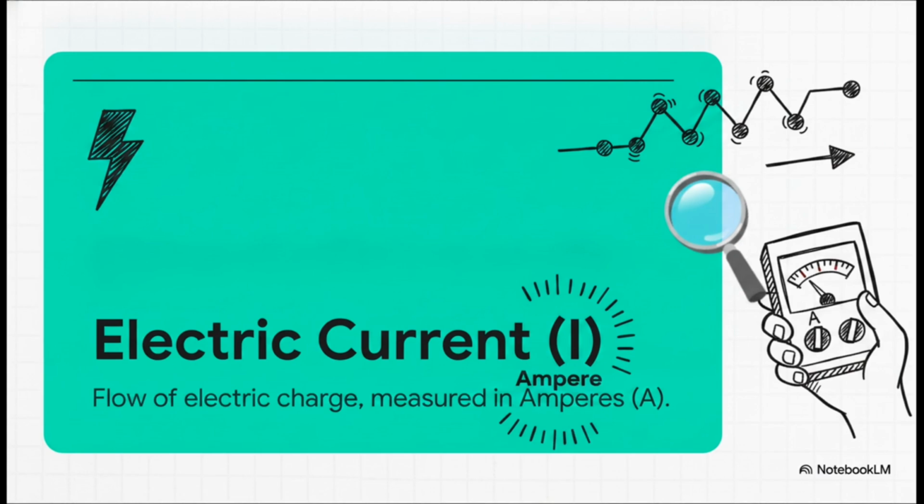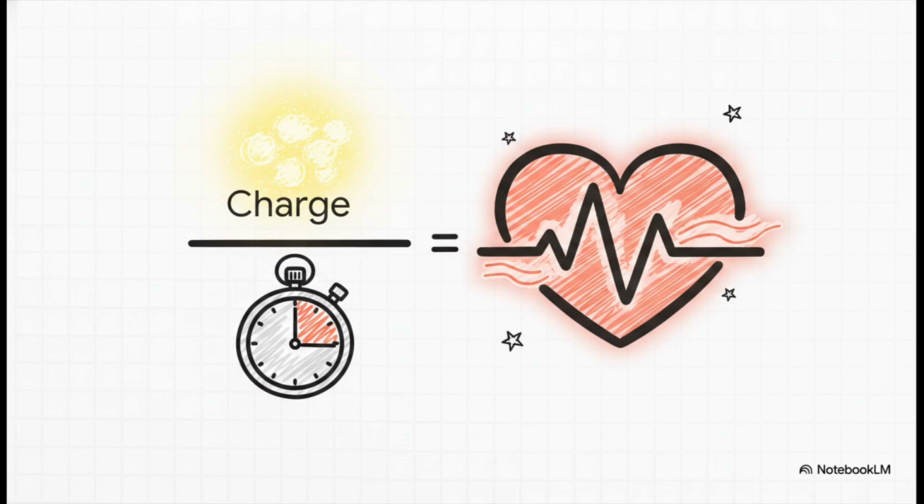And to measure how much of that charge is flowing past a given point, we use a specific unit called amperes, or amps for short, which you'll see denoted by the letter A. So how do we actually calculate that flow mathematically? Well, this formula, I equals Q over T, is basically the beating heart of electric current. I want to pause just for a second to let this simple mathematical relationship sink in. It tells us that current is really just a ratio.